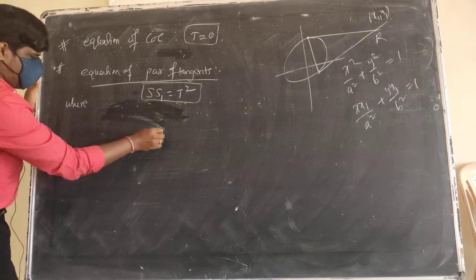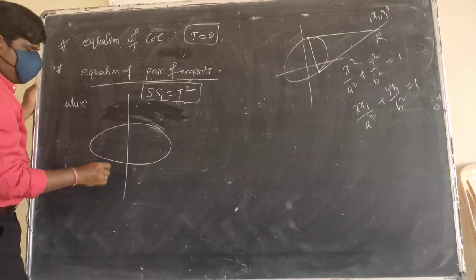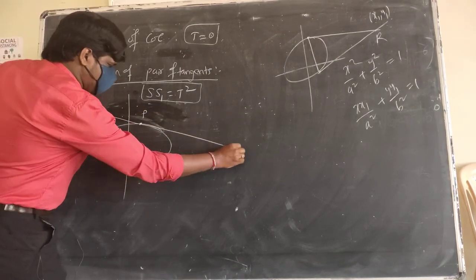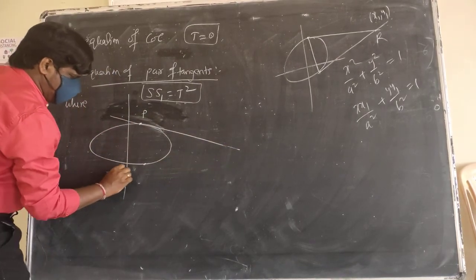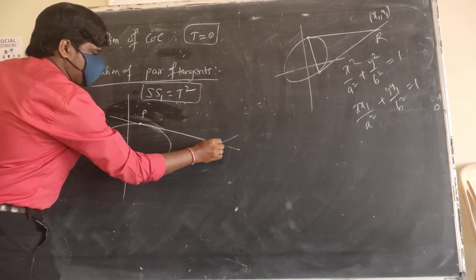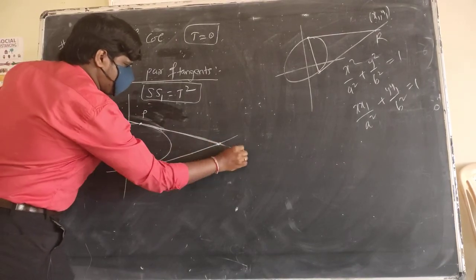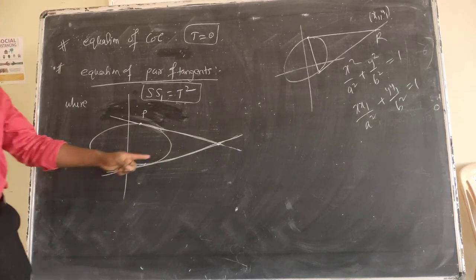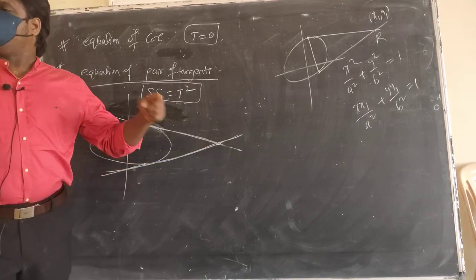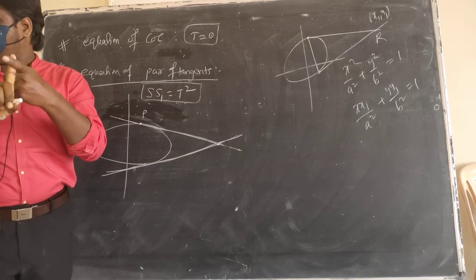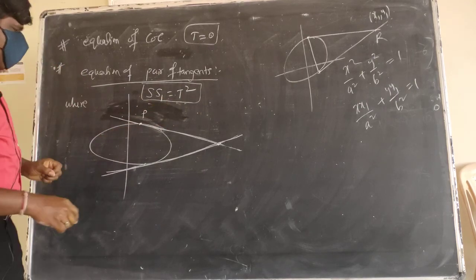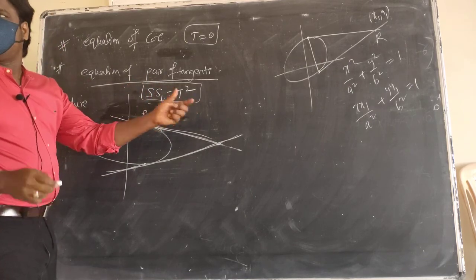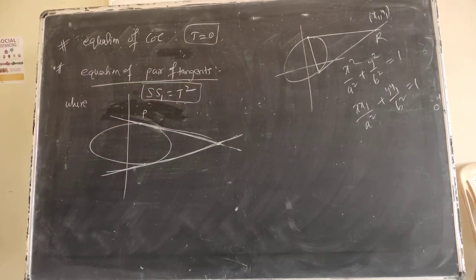If this is an ellipse and you have a point from here, a tangent is passing from here, and a tangent is passing from here. These both are intersecting. This is called a pair of tangents. So the equation of pair of tangents, just before I explained the intersecting point of pair of tangents, I gave you our formula, and the equation of pair of tangents is SS1 is equal to T square. You already learned this in circles.